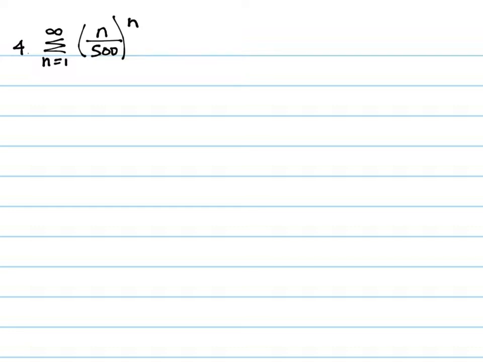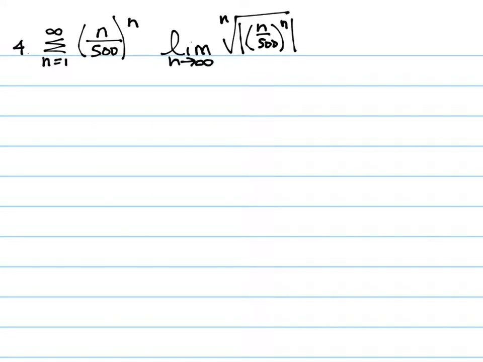So again, power of n seems reasonable. We'd use the root test. So the limit as n goes to infinity of the nth root of the absolute value of n over 500 to the n. And the nth root and the n power would reduce. So I have the limit as n goes to infinity of n over 500. It's positive, so I've left off my absolute values at this point.